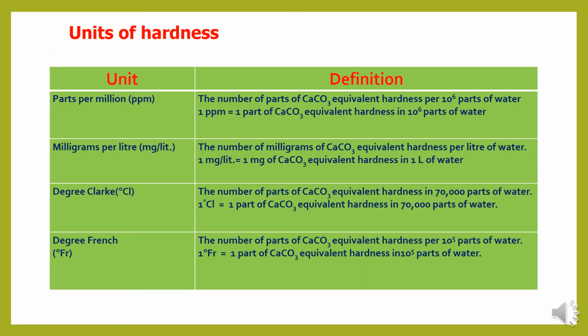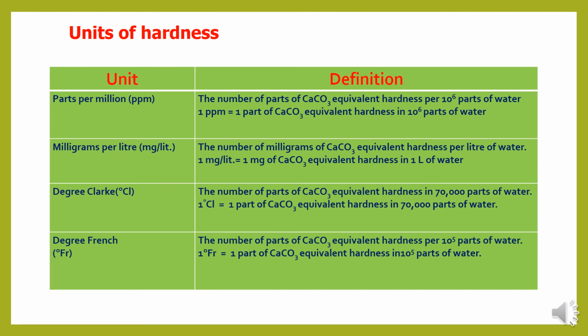This is about the units of hardness. Now there are many units by which hardness can be represented. The simplest of which is ppm, parts per million, the most accurate in fact. The number of parts of calcium carbonate equivalent hardness present in 10 power 6 parts of water is what we call ppm. The next one is milligram per liter. 1 milligram of calcium carbonate equivalent hardness present in 1 liter of water can be called milligrams per liter.